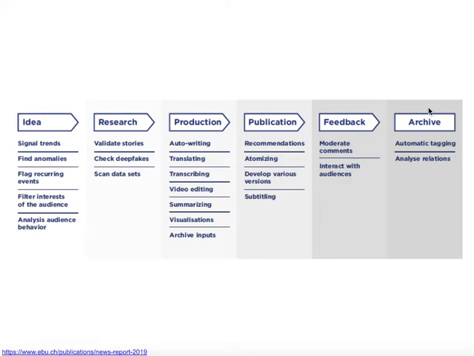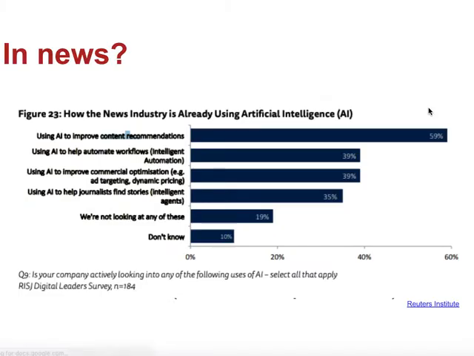And finally, we've got archiving as well. AI has played quite a big role in adding new value to archives by tagging them, identifying relationships between them, and making it easier for journalists and researchers to explore archive material. Now, in terms of the kind of balance of how AI is used in news, it's very much towards the commercial side.